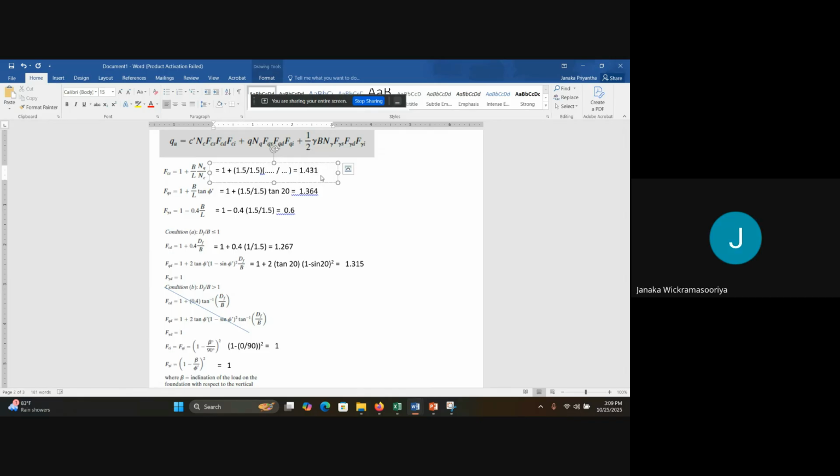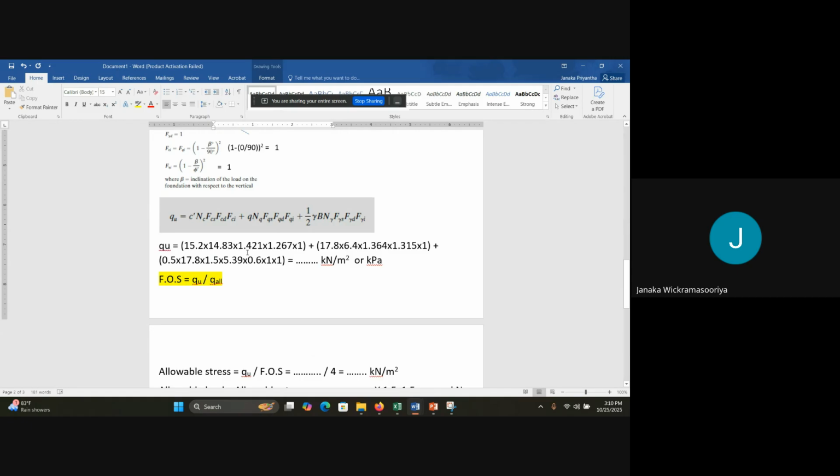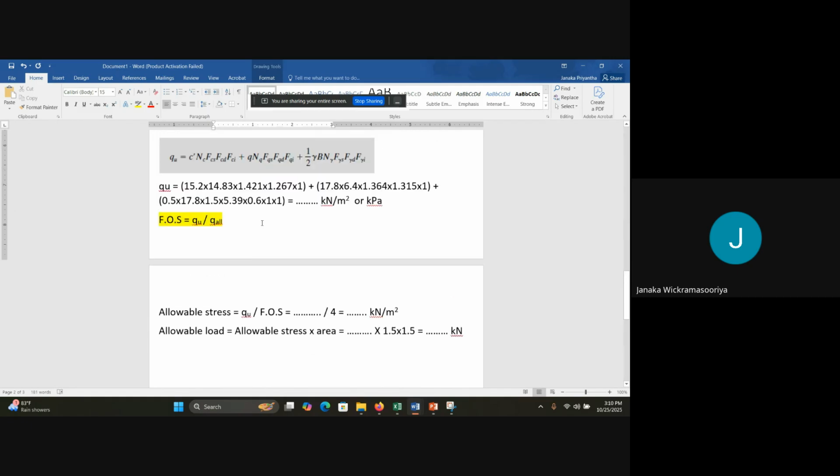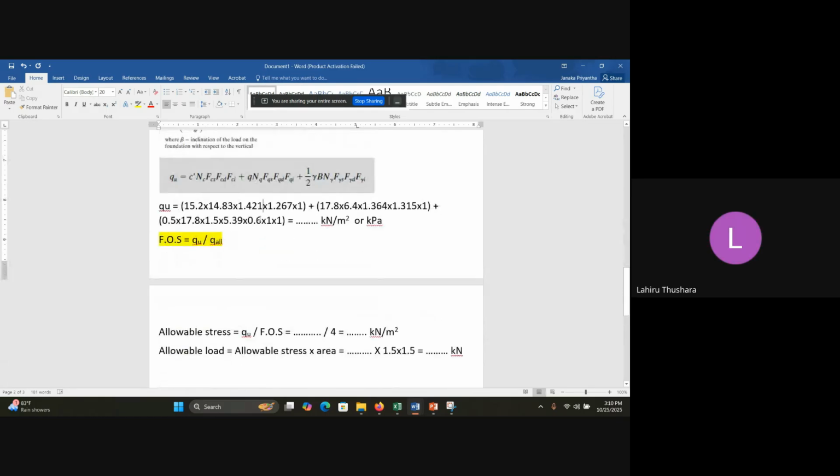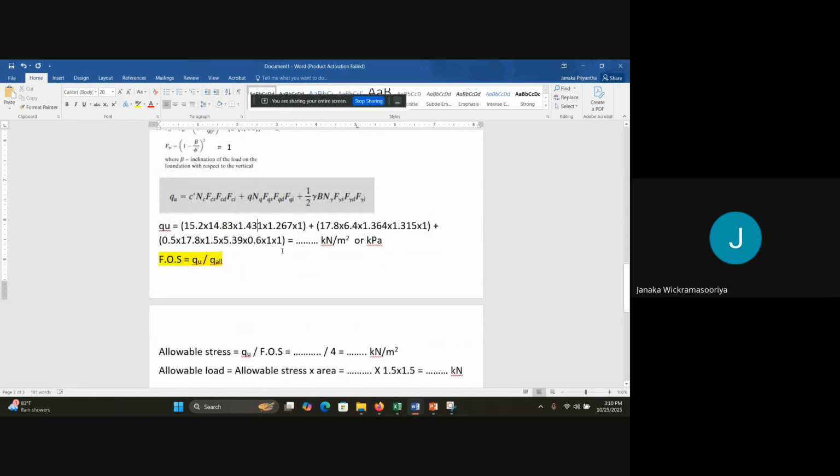Okay. It is better if you correct it, then during the exam you will not get it wrong. Right. Good. 1.431. Then this should be 1.431. Yes. Then this should be 1.431. Thank you. You quickly do it.